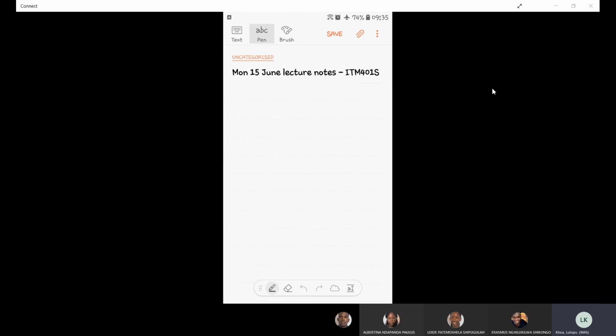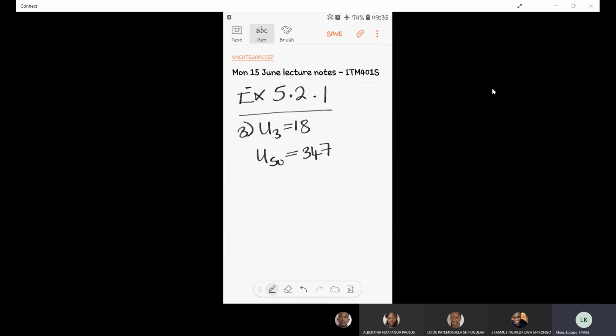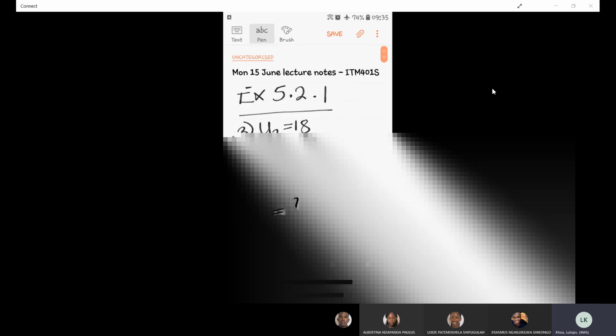So let's look at number 3. We're on exercise 5.2.1. So if we look at number 3, I hope you tried some of these. We are told that the third term is equal to 18, and we are told that the 50th term is equal to 347. Then we are asked to find A as well as D.